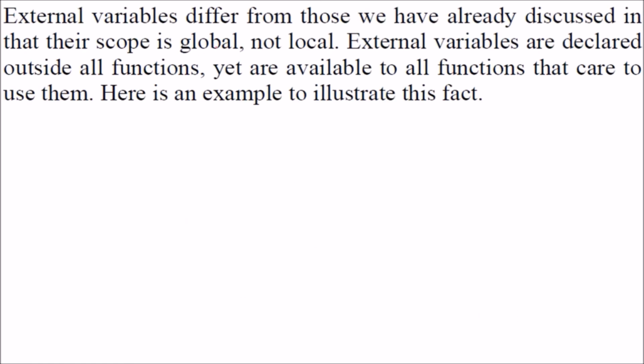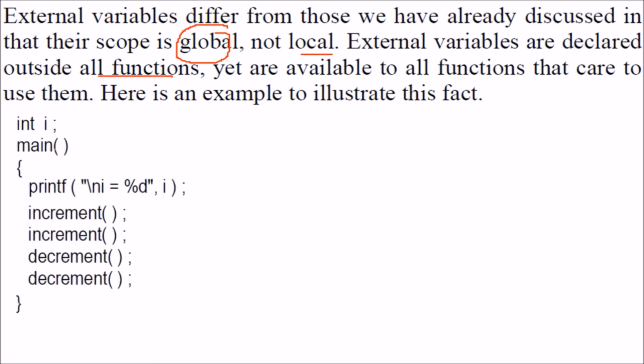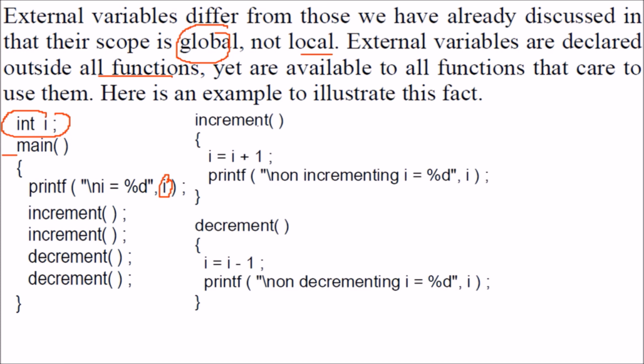So this external variable, because they are global, the scope is global, they are not local, so they are declared outside the function. They are declared outside the functions. So this is how it is being done. This is the main function, we have declared it outside. This int is outside. So we have I. Now even if you call this increment I equal to I plus 1, what will be the value?